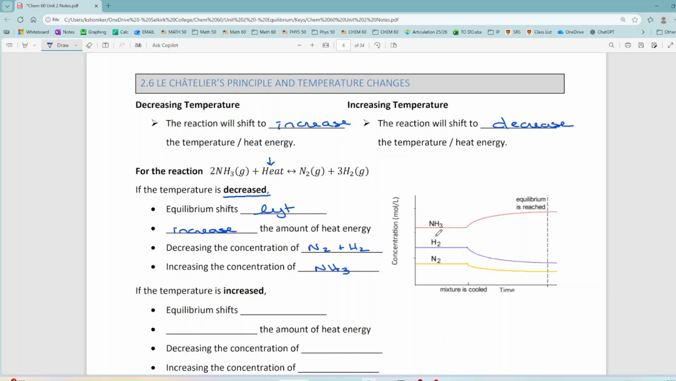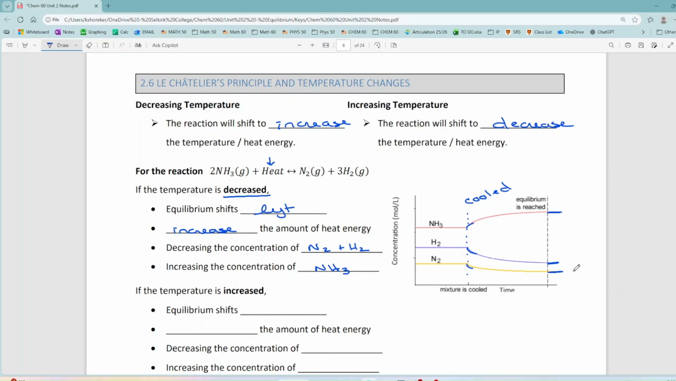So here's our diagram. Again, we have our three species coming in at equilibrium. This is where equilibrium is disturbed. In this example, your mixture is cooled. The temperature is decreased. So my reaction shifted left, and I had a decrease in the concentration of hydrogen and nitrogen, and an increase in the concentration of ammonia until my equilibrium was reached and my concentrations were constant. So in these diagrams, there wasn't an immediate change, like no sudden spike, but everything shifted because of the change in temperature.